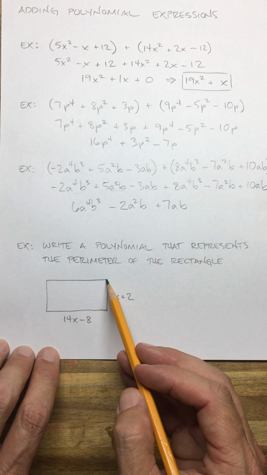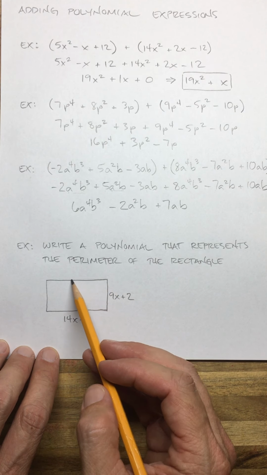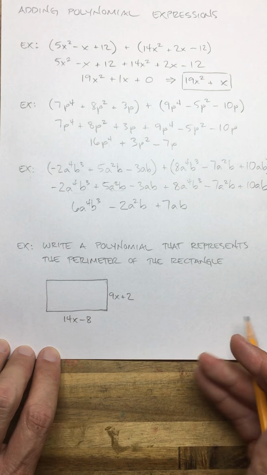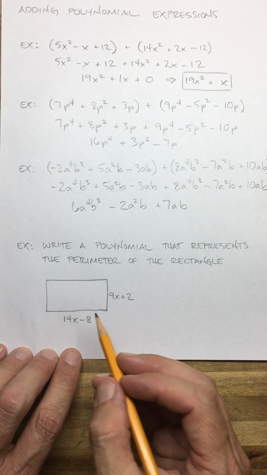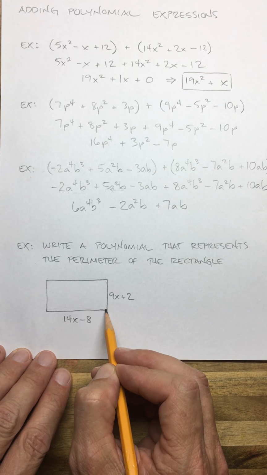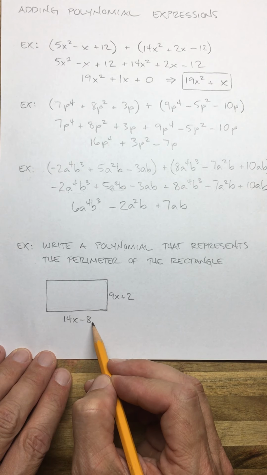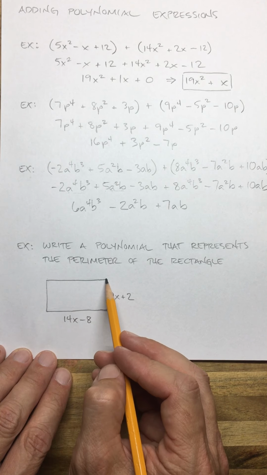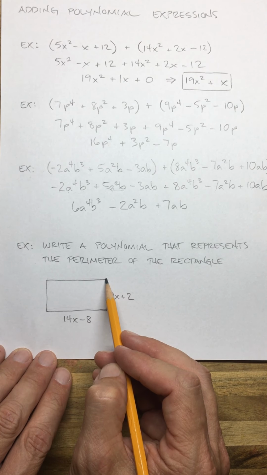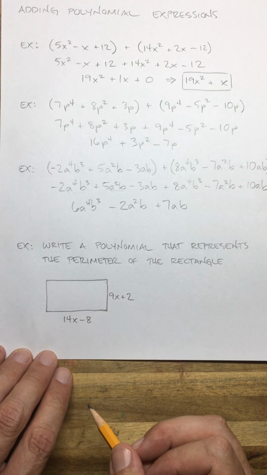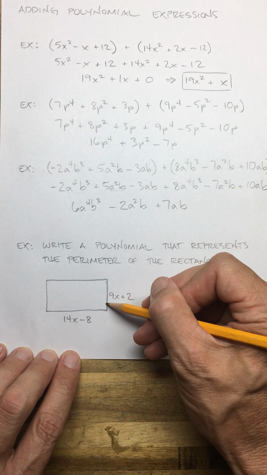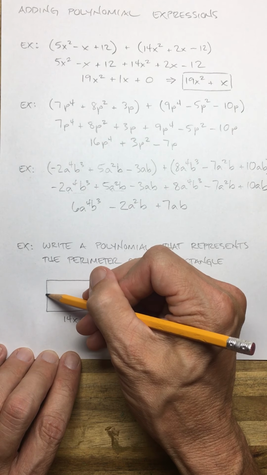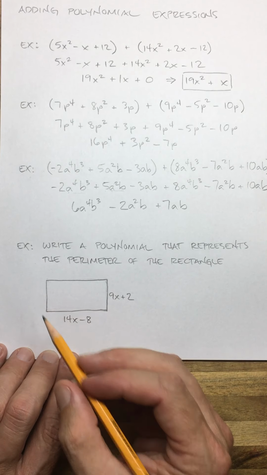So the perimeter means we need to know how long it is from here to here, from here to here, from here to here, and from here to here, all together. Okay? Well, do we know how far it is from here to here? Sure we do. It's 14x minus 8. Do we know how far it is from here to here? Yeah, it's 14x minus 8. Similarly, we know the distance from here to here. That's 9x plus 2. And so then do we know the distance from here to here? Yeah, that's also 9x plus 2.